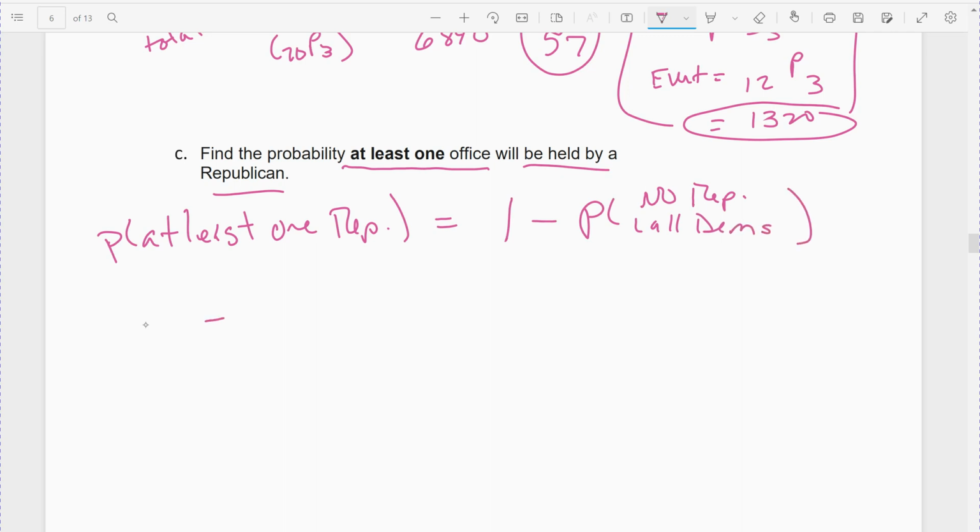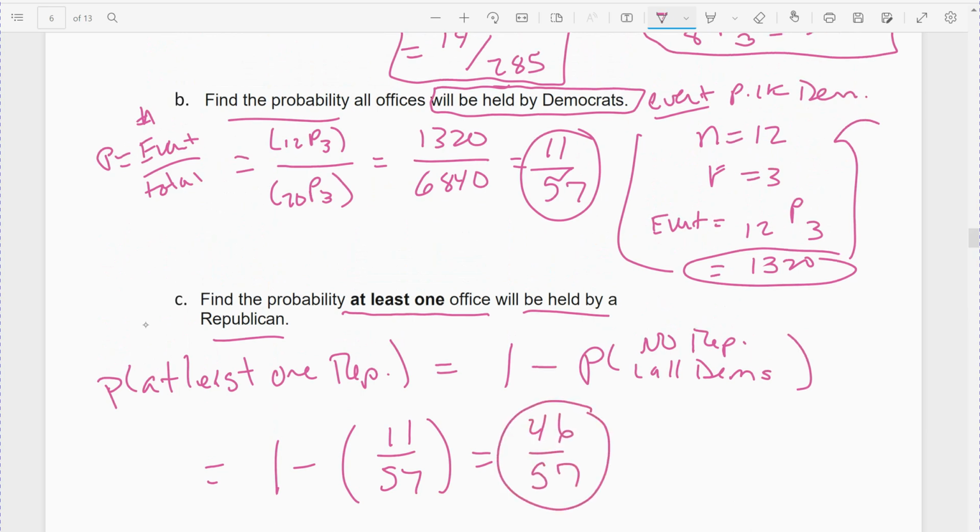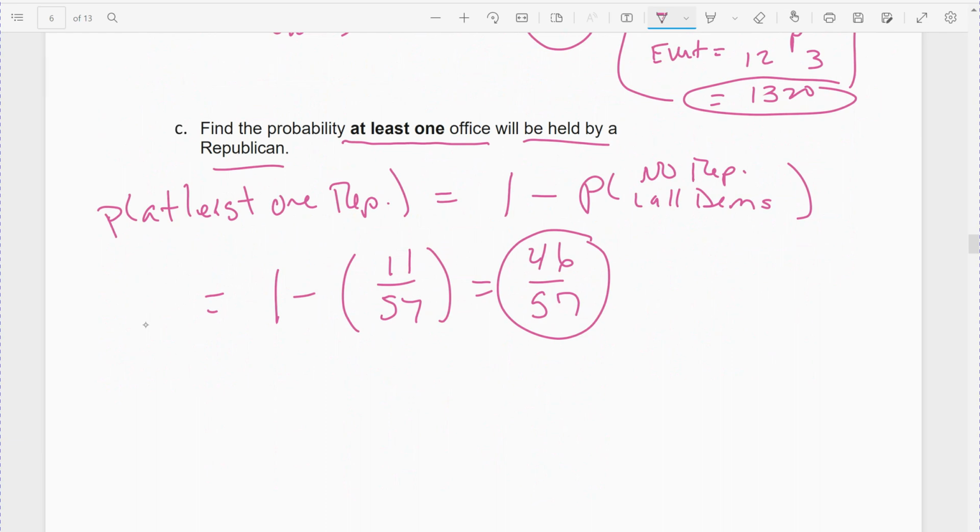Which we just found that in the last example, right? 1 minus the chance that it is all Democrats, well, that was the 11 out of 57. So if I write that, that would be 46 out of 57 would be the reduced fraction. Again, I'll leave the decimal and the percent to you. Just make sure you're careful when you read. They ask for a percent, give it as a percent. They ask for a fraction, give it as a reduced fraction. If they ask for a decimal, make sure you round 2 places, 3 places, however many places they ask for it. Just make sure you're careful with those.